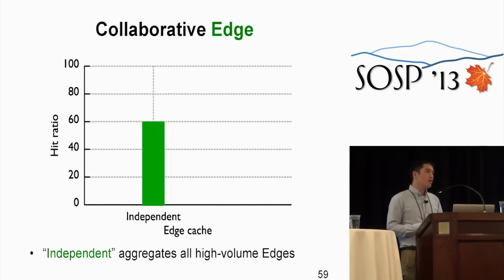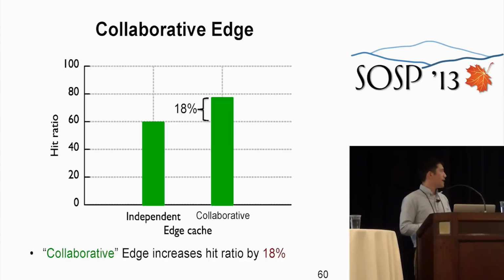Here I'm showing you the current hit ratio, about 59% when the edges are working independently. When we make them collaborate, we can get over an 18% improvement. So that gives us a very interesting direction to look into further.